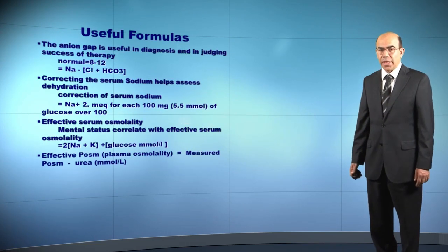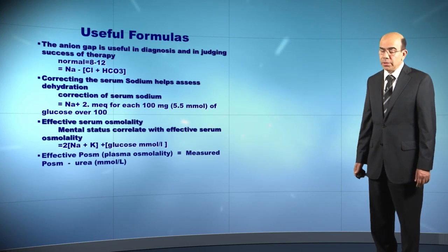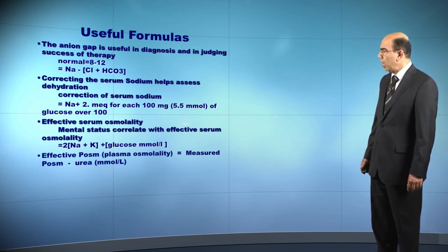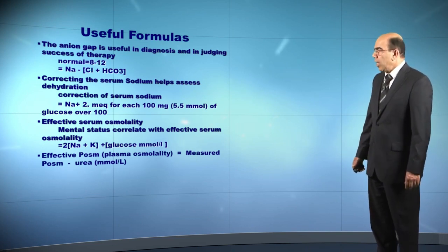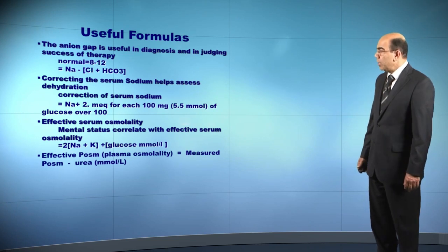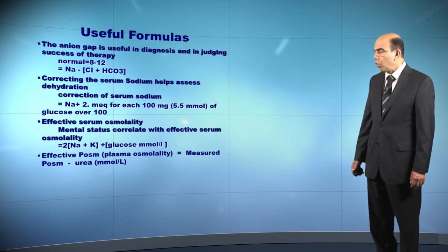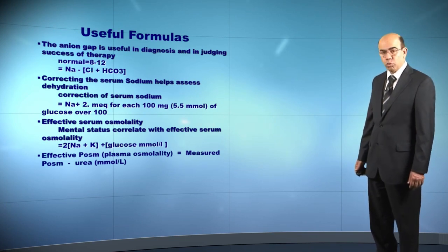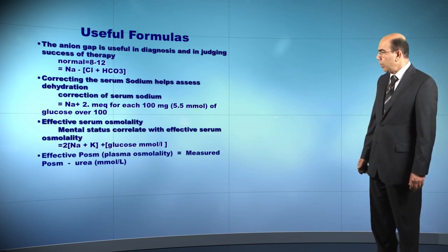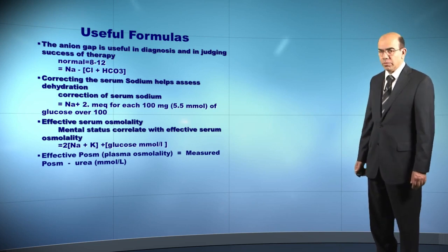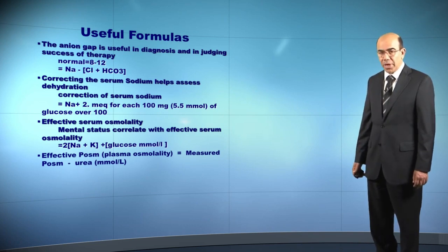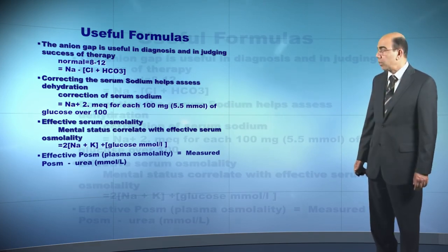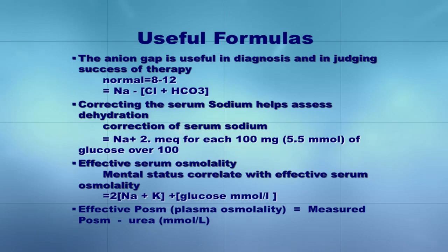The other formulas that one should be aware of, again important for diagnosis and follow-up, are the following. As I mentioned earlier, the anion gap is measured by subtracting chloride and bicarbonate from sodium, and this is about 8 to 12 millimole. The correction for serum sodium, since with hyperglycemia the sodium is depressed, is about 2 milliequivalent for each 100 milligrams of hyperglycemia.